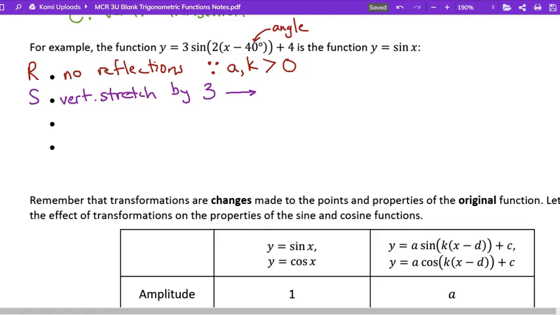Anyone remember what is affected? What does the A change for the sine and cosine function? Yes, but remember when we were talking about the periodic functions? The amplitude, exactly. So this directly changes the amplitude. So now amplitude is 3. If the amplitude for the parent sine and cosine function is 1, and we're going to multiply it by 3, well, the amplitude becomes 3.